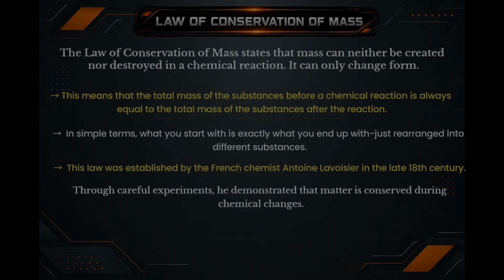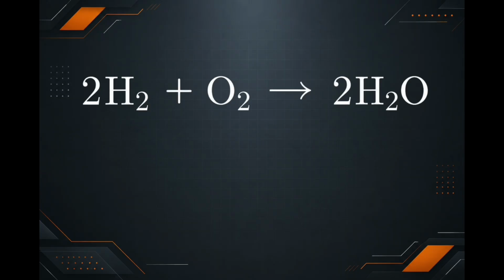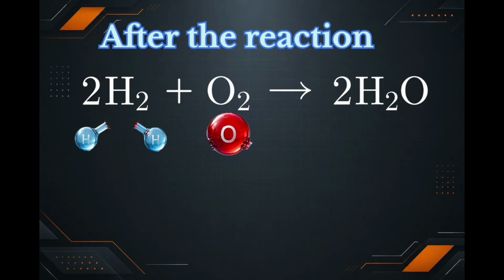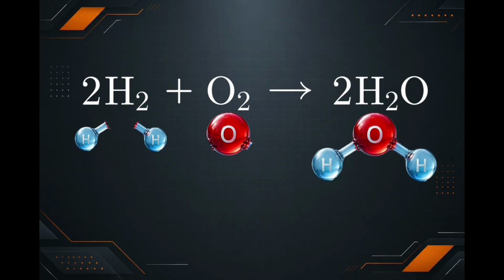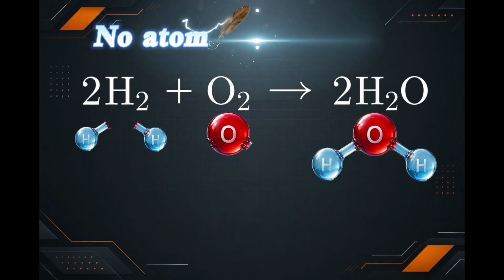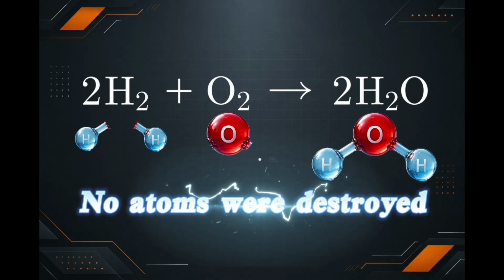Let's look at an example. Suppose hydrogen gas reacts with oxygen gas to produce water. Before the reaction, we have hydrogen atoms and oxygen atoms. During the reaction, these atoms break old bonds and form new ones. After the reaction, the atoms are now arranged as water molecules. Notice something important. No atoms were created and no atoms were destroyed.